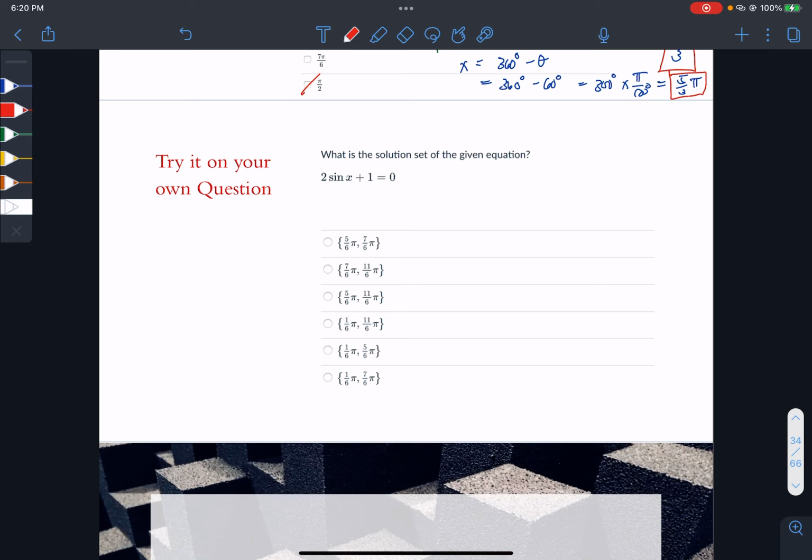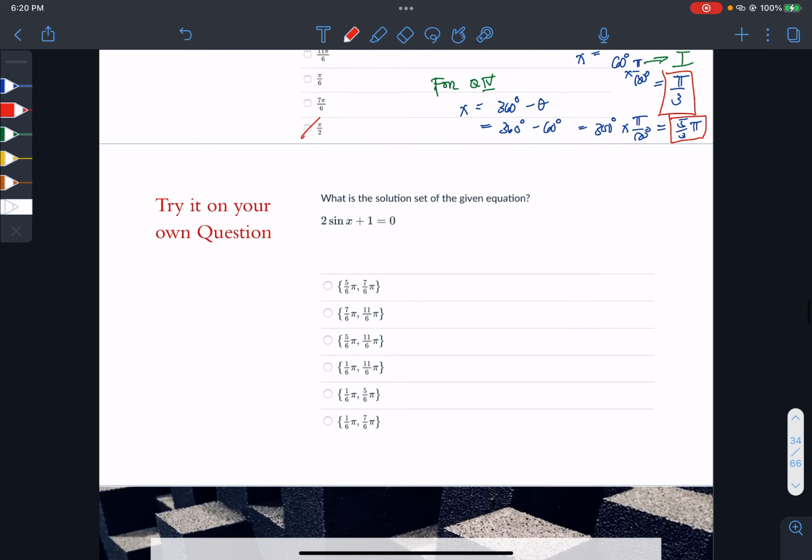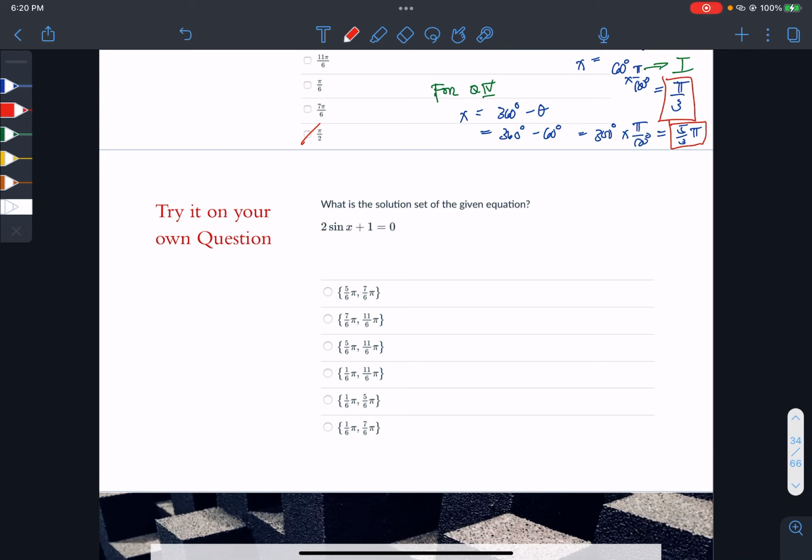Okay, so how about this one? So, what is the solution set of the given equation? Dali naman nito, no? So, 2 sin x plus 1 equals to 0. So, since isang function na lang siya, so right away, I can find it, no? So, 2 sin x equals to negative 1. Divide mo both sides by 2. So, cancel yon. So, sin x is equals to negative 1/2.